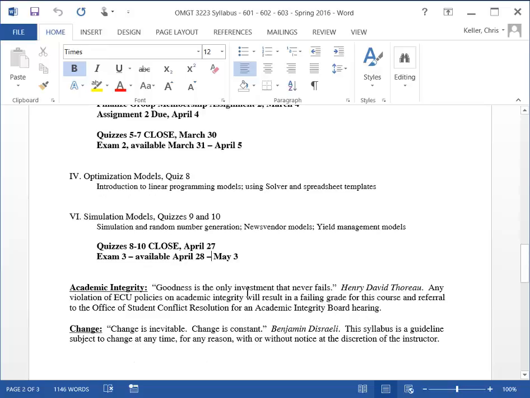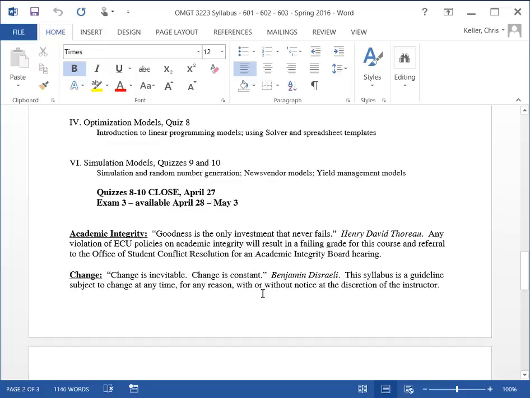Academic integrity, I believe in this. Goodness is the only investment that never fails. Change is inevitable, change is constant.